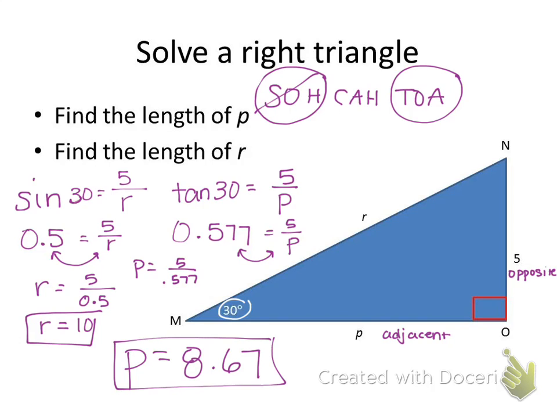Now, when you've got your answers, you can just round to 2 decimal places. But we want sine, cosine, and tangent to be as close to the correct number as possible. So that's why we do 3 decimal places. Okay? So these are my 2 side lengths. And that's how I use sine, cosine, and tangent to find the side lengths.